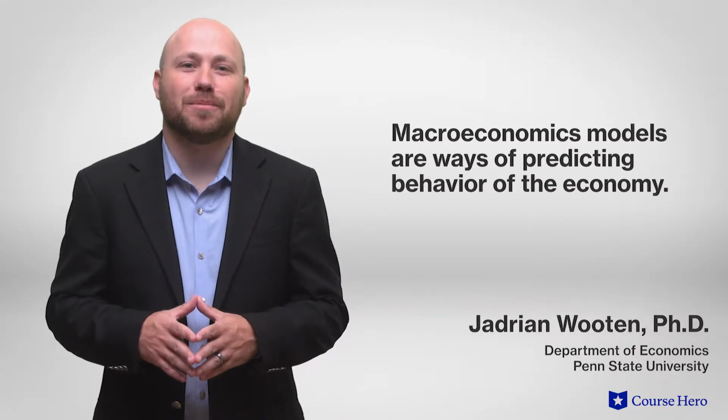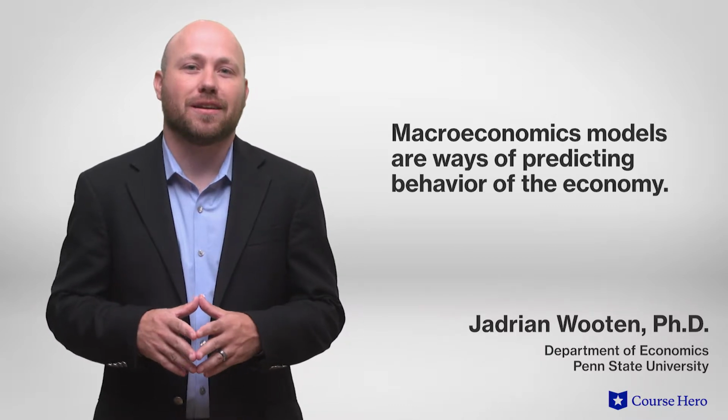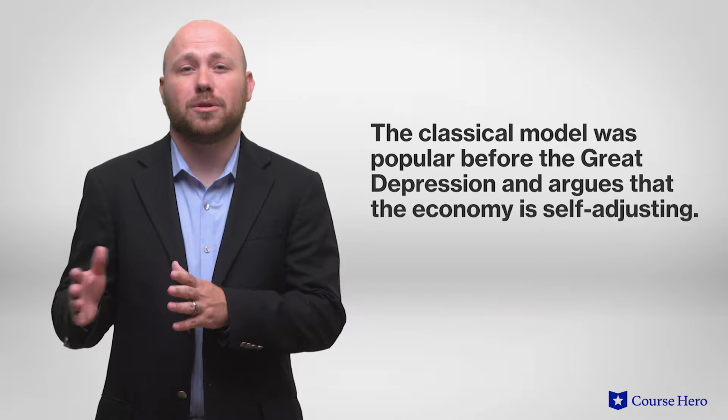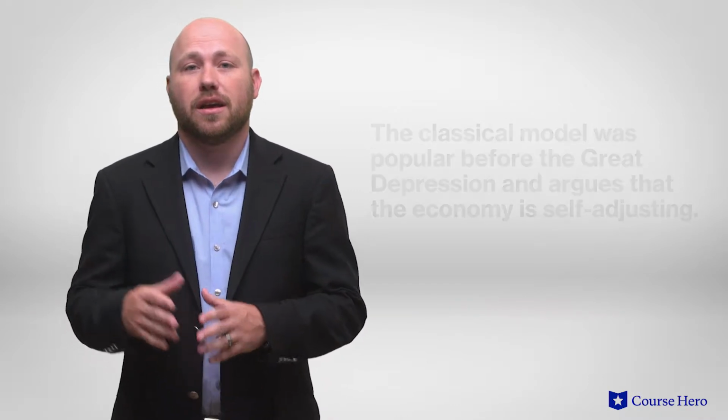Macroeconomic models are ways of predicting the behavior of the economy, and there are two models that dominate modern thinking: the classical model and the Keynesian model. The classical model was popular before the Great Depression and argues the economy is self-adjusting. In good times, wages and prices rise, while in bad times, wages and prices fall. Prior to the Depression, this model seemed to hold true because small fluctuations occurred in the business cycle.